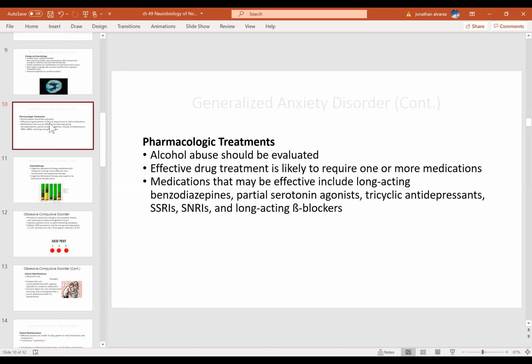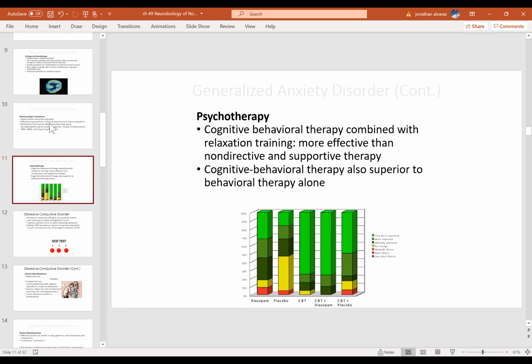Do you want to screen for alcohol abuse? And the prescribing doc will, they have a list of things to choose from, right? Your benzos, your SSRIs, other antidepressants, beta blockers. Cognitive behavioral therapy tends to do pretty well with people with anxiety.